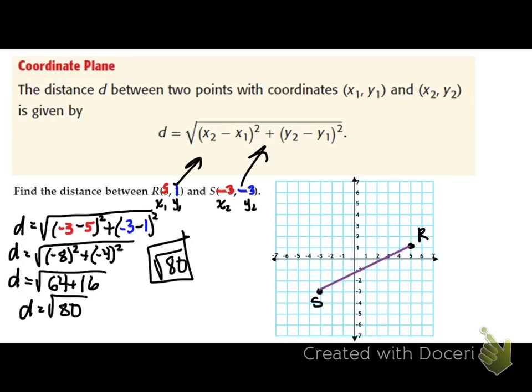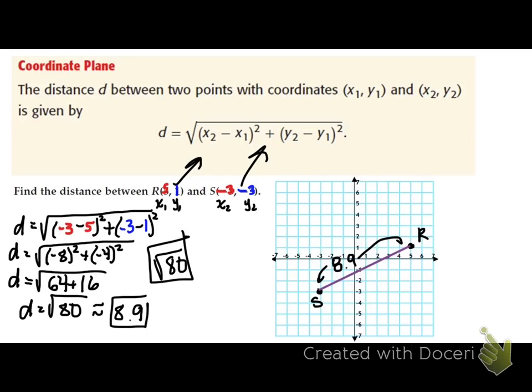Square root of 80 will be approximately 8.9. One decimal place is fine with me. So the distance between this is 8.9. From here to here. And that's it. We'll find the lengths of these.